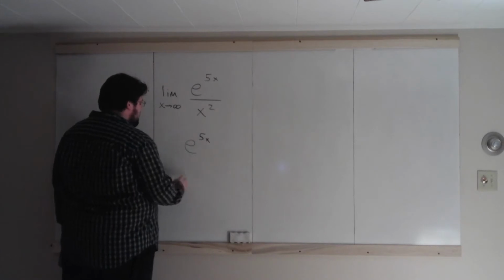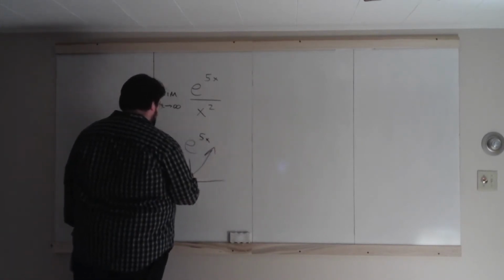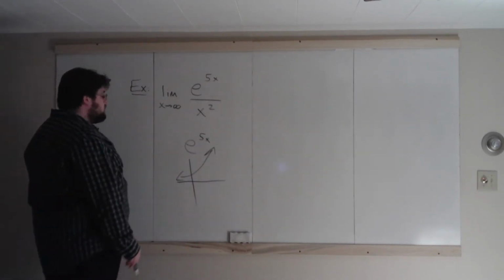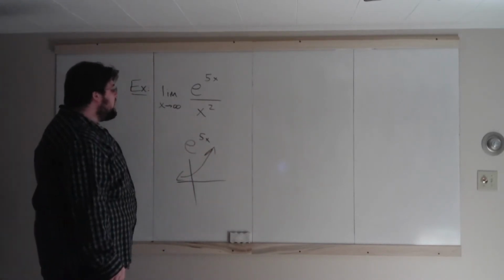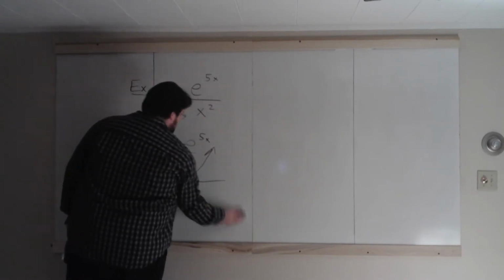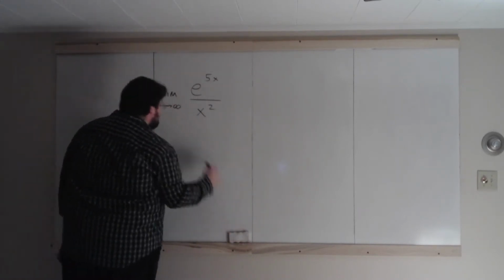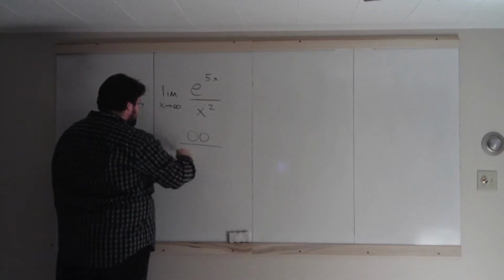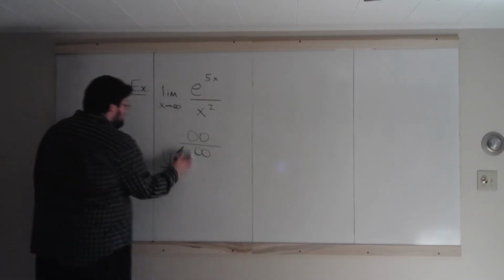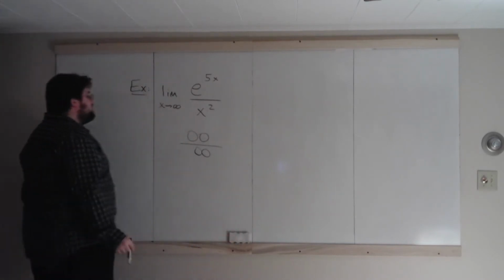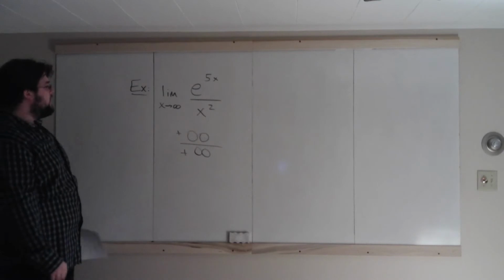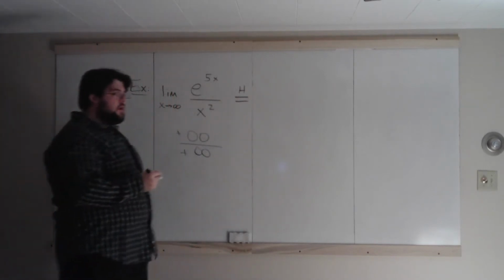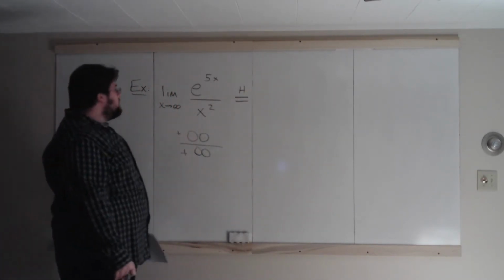Well, the graph of e to the 5x looks like that. So as x goes to infinity, e to the 5x also goes to infinity. On the bottom, as x goes to infinity, x squared also goes to infinity. So this limit takes the form of a positive infinity over infinity. And now we can apply L'Hopital's rule, because it applies to limits that take the form infinity over infinity.